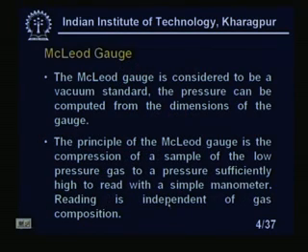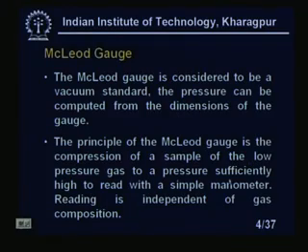The principle of the Mcleod gauge is the compression of a sample of the low pressure gas to a pressure sufficiently high to read with a simple manometer, right. We will compress a low pressure gas to such a value that by the simple manometric principle I can measure that pressure. A low pressure gas will be taken and very intelligently compressed to a sufficiently high pressure, so that with a simple manometer method I can measure the pressure. That pressure will be calibrated in terms of the low pressure in which we are actually interested, right.